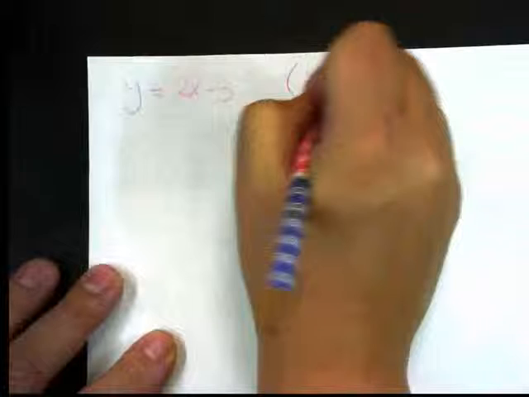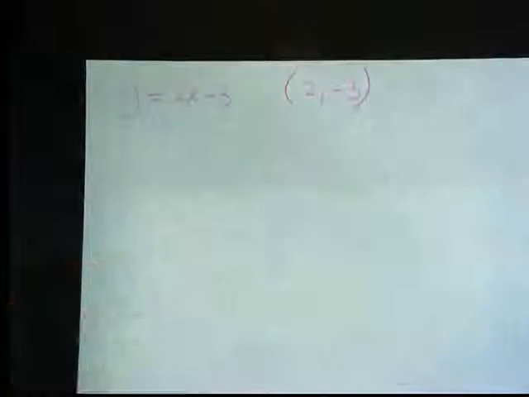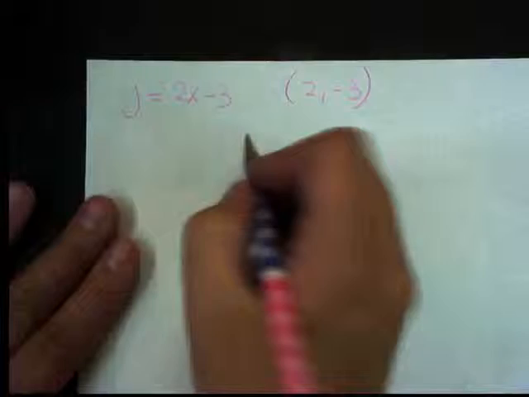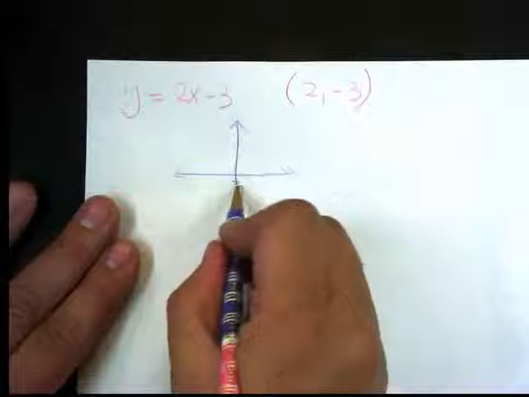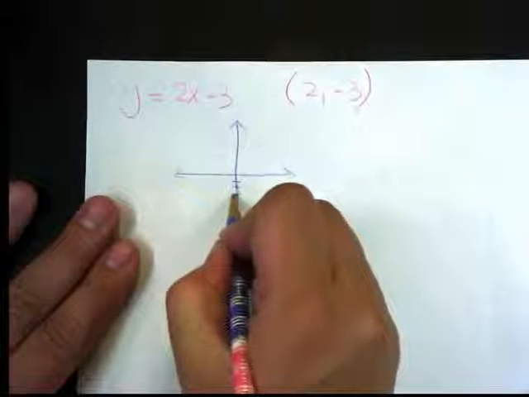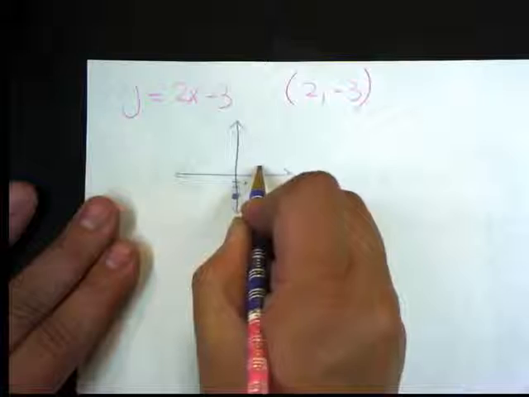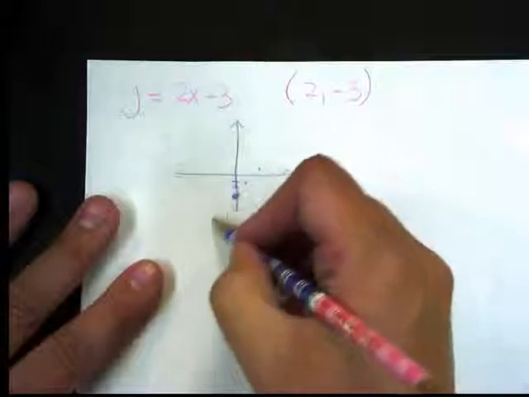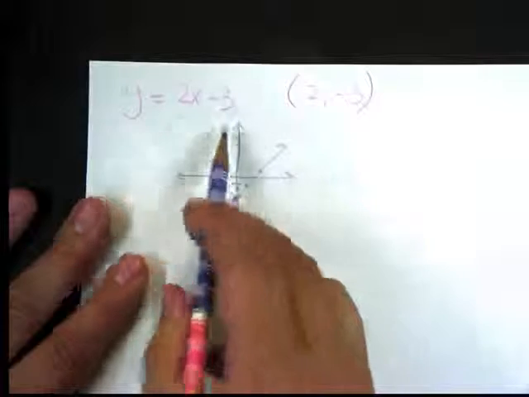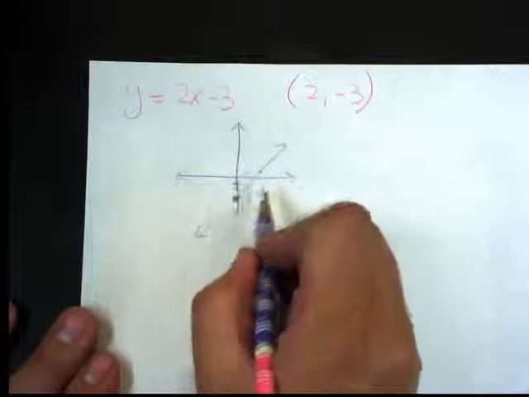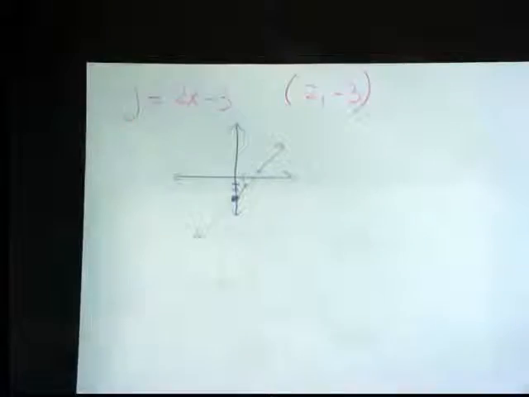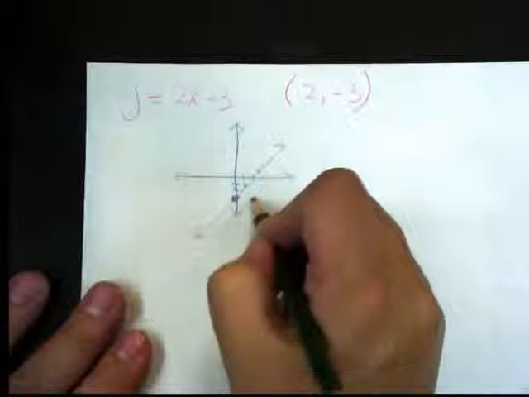Let's first of all look at what that is. y equals 2x minus 3, and there's our point (2, -3). The equation looks something like this. This is our original equation, and we're going to go through the point (2, -3) here.